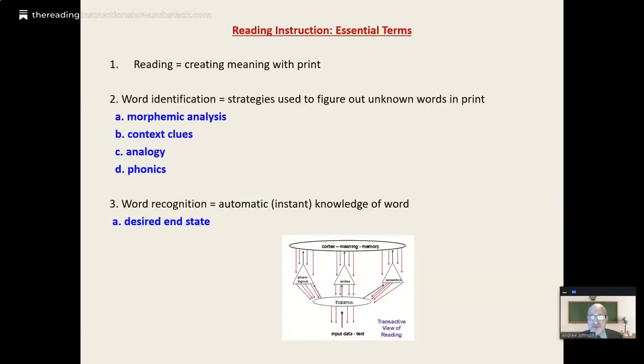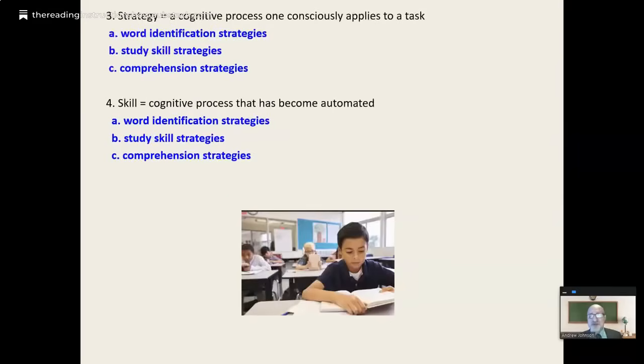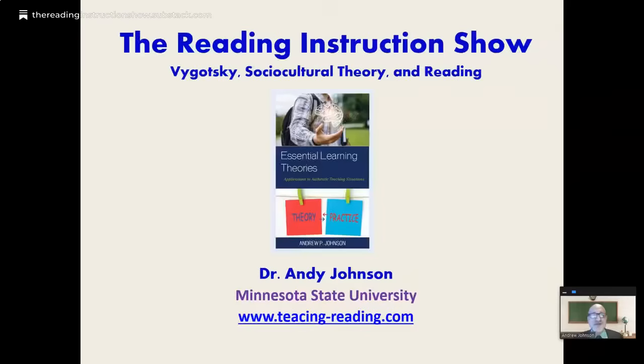Some essential terms: reading is creating meaning with print. Word identification is strategies you consciously apply to figure out a word you don't recognize. Word recognition, you instantly know what that word is. Strategy is a cognitive process that you consciously apply. A skill is a cognitive process in reading that has become automated. These could be word identification, study skill strategies, or comprehension strategies.